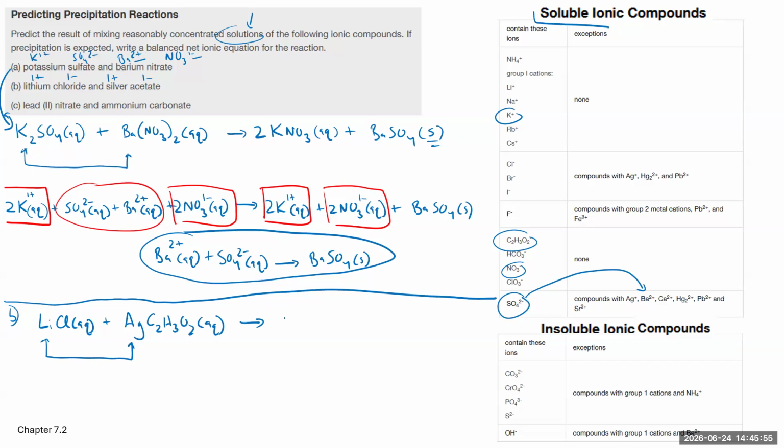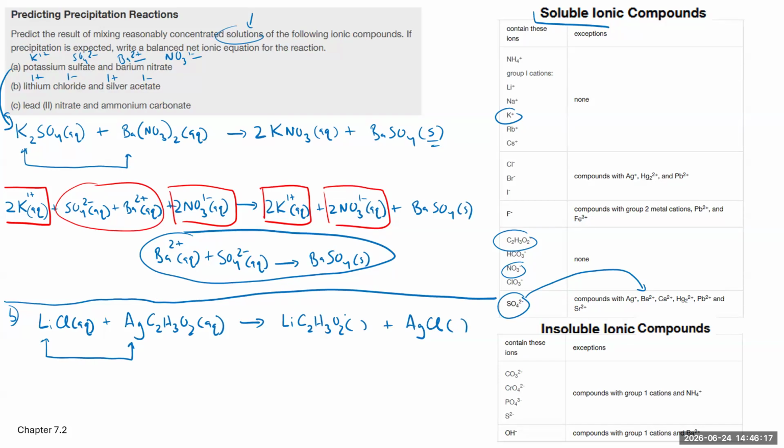And then let's draw the new ones. So since they're all 1 plus 1 minus, it's just going to continue. So lithium C2H3O2. We don't know the phase. And then silver chloride. All right. We don't know the phase.